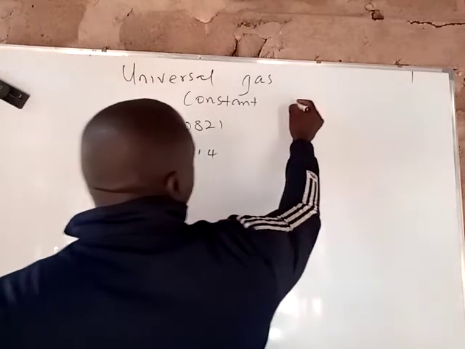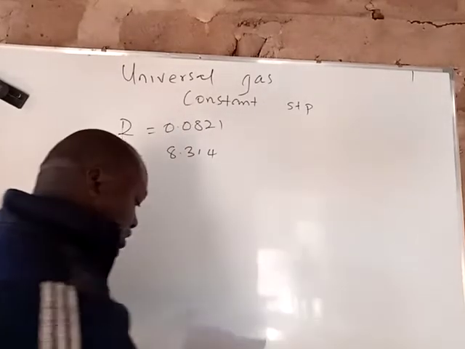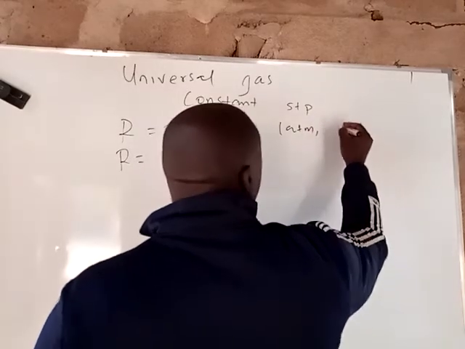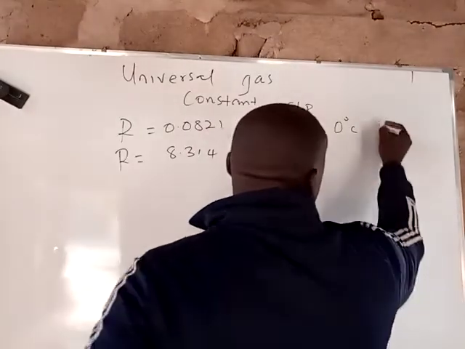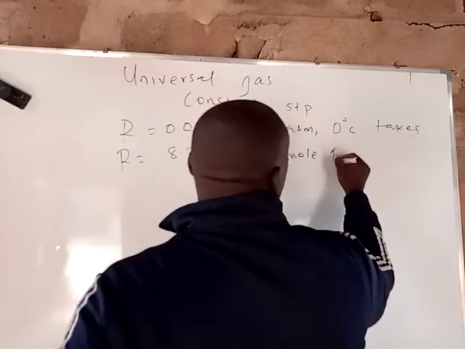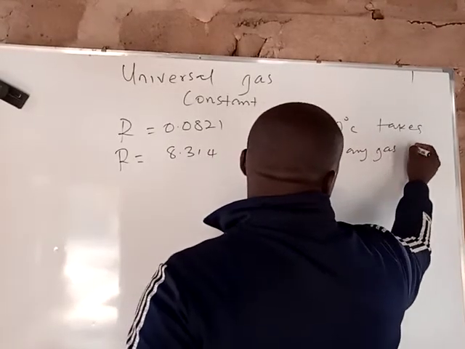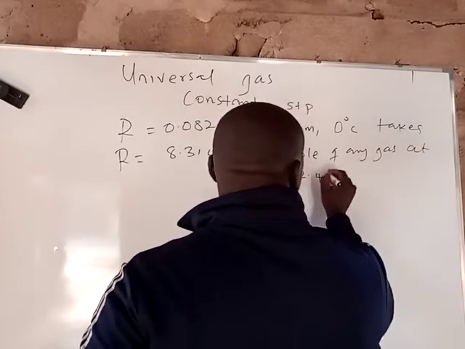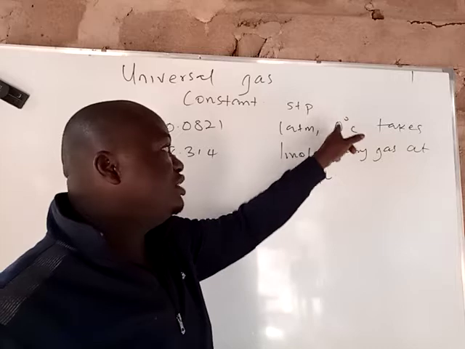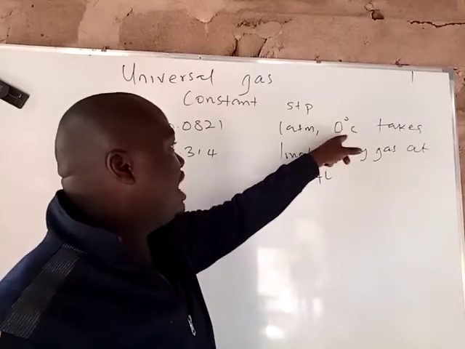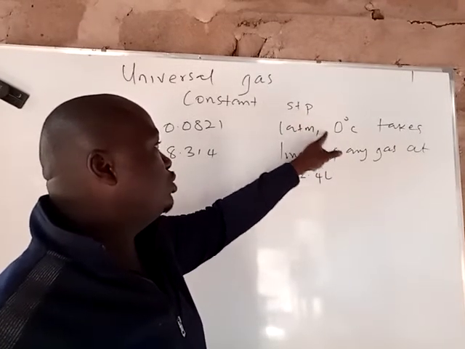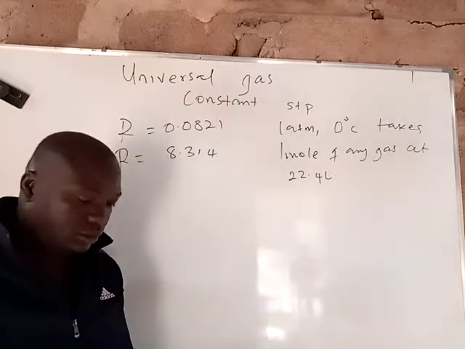At standard temperature, meaning at STP, 1 atm, 0 degrees centigrade takes 1 mole of any gas at 22.4 liters. So what it means is at 1 atm, 0 degrees centigrade. Remember 0 degrees centigrade, for me to convert it to Kelvin, I will add what? 273. So at STP, what we should be using is 273 Kelvin.